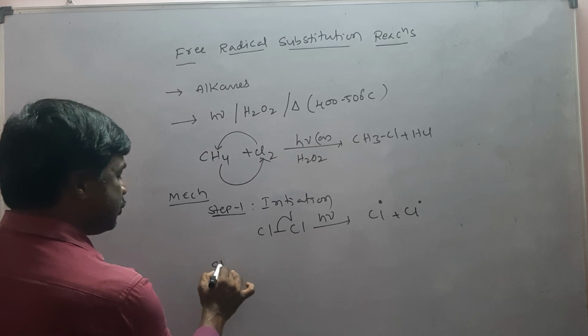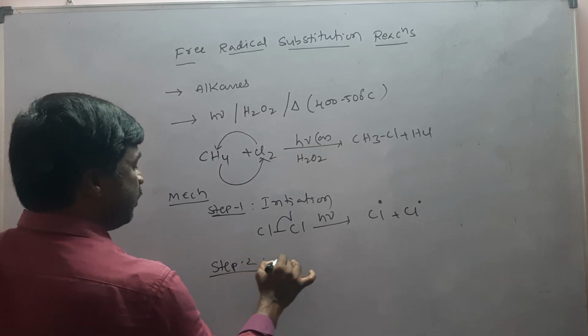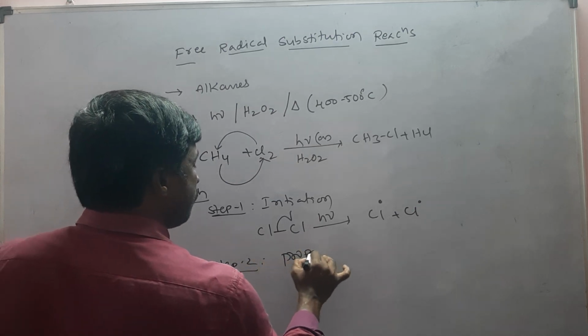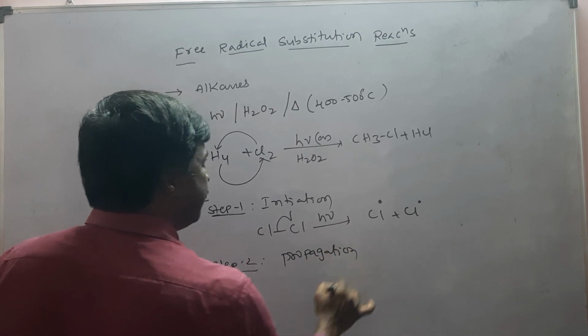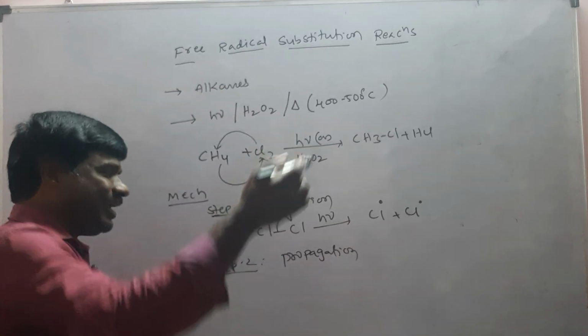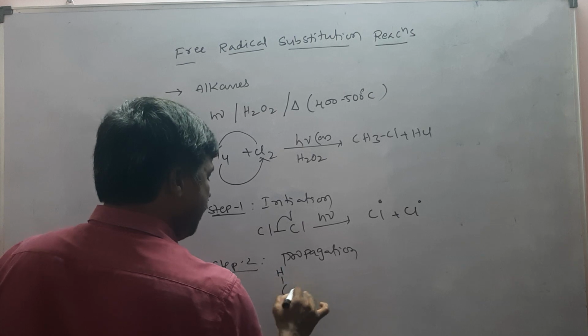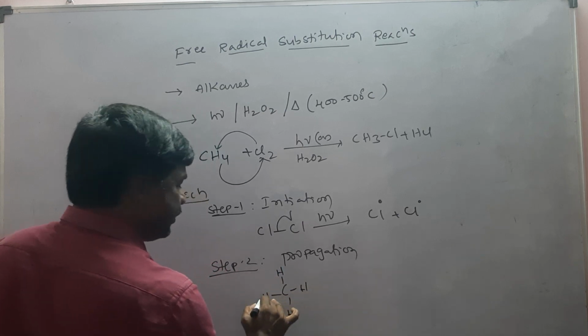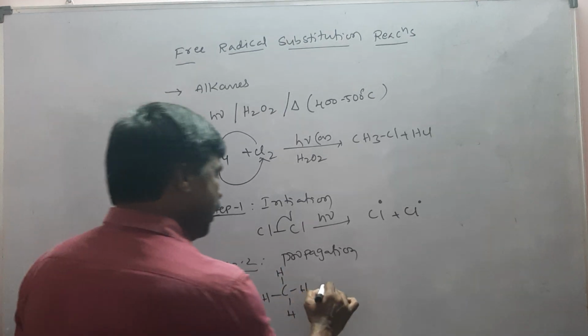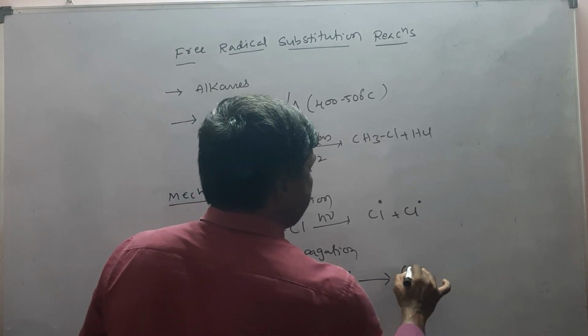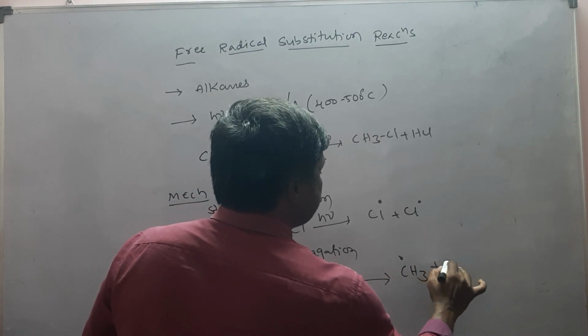Then step 2 is propagation. Propagation means the chain length increases. Here methane, CH4, reacts with a chlorine radical. It forms CH3 radical with HCl.